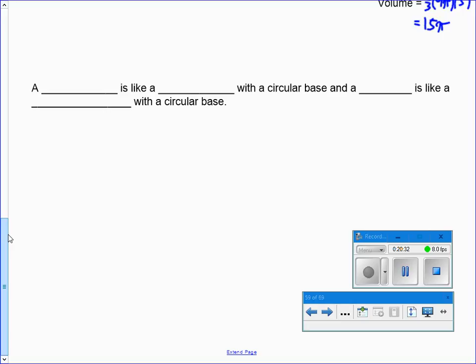So last thing just to point out is how similar each of these things are. The cylinder we saw was just like a prism with a circular base, and a cone is just like a pyramid with a circular base. So a lot of similarities between these. Your homework for tonight, you'll be working with some of these shapes and making sure you're comfortable with naming them, classifying what kind of 3D figure they are, and also finding the volume.